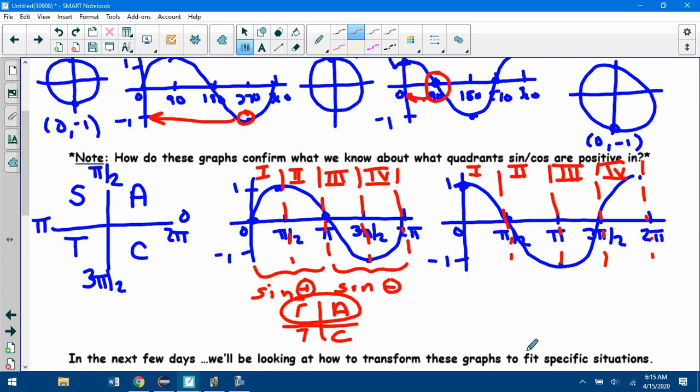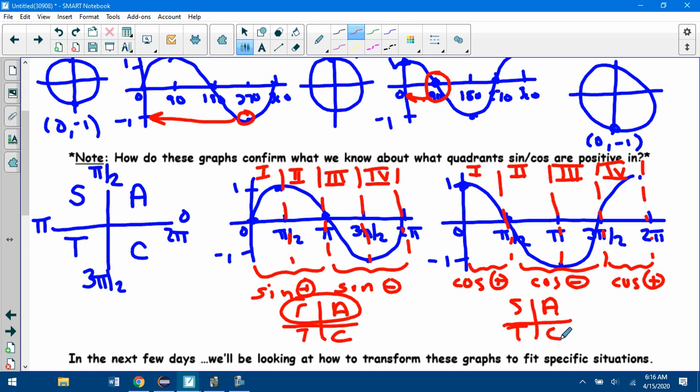So here, you can see cosine's positive between 0 and pi over 2, and again at the end, from 3 pi over 2 to 2 pi. That's when the cosine graph goes above the x-axis. In the middle, cosine is negative, between pi over 2 and 3 pi over 2. And that's exactly what All Students Try Cheating tells us.